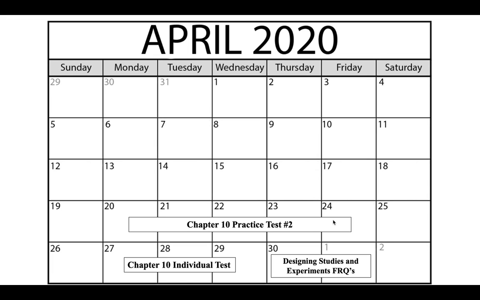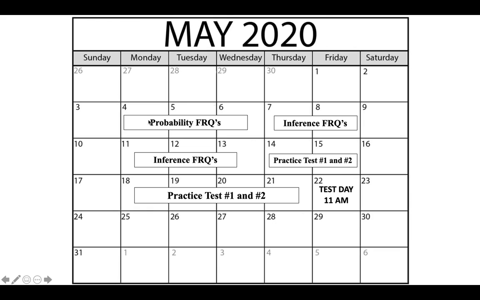Starting next Thursday after that, we're going to start our review. We've already started part of our review. We reviewed chapters 1, 2, and 3. Starting on the 30th, we're going to do chapter 4 review. That's designing studies and experiments. And then the 4th through the 6th is probability. That's chapters 6, 7, and 8. And then inference will be the last. Inference is everything we've done with confidence intervals and hypothesis tests. That'll be the last thing.